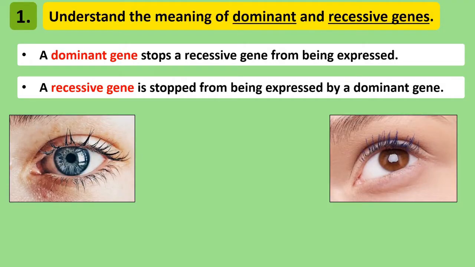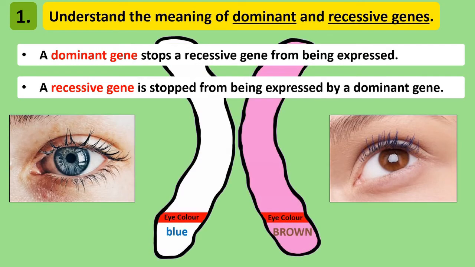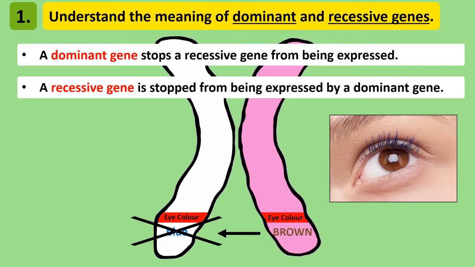In humans, the brown-eyed gene is dominant over all other eye colours, so blue eyes are less dominant or recessive. A dominant gene stops a recessive gene from being activated or expressed. So because the child we've mentioned has received a brown and blue-eyed gene, it will end up having brown eyes because that brown-eyed gene is the dominant one.